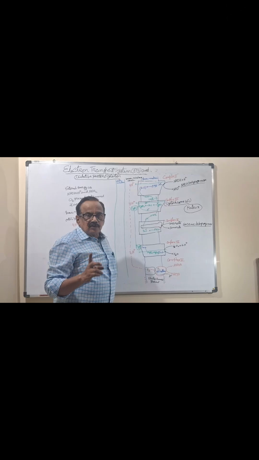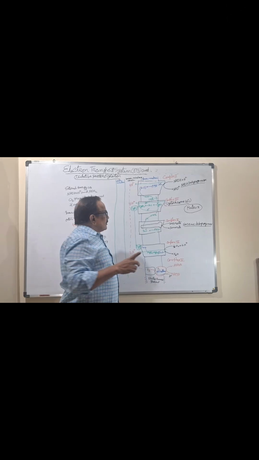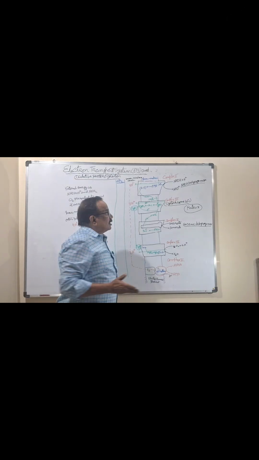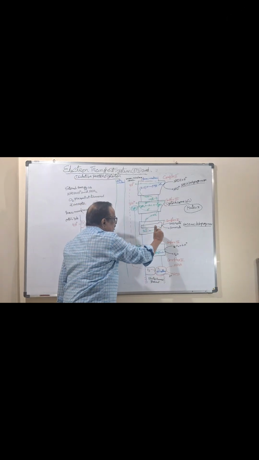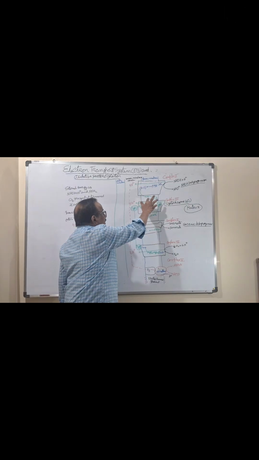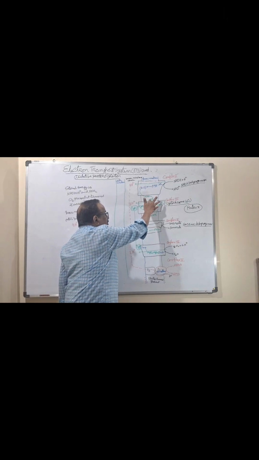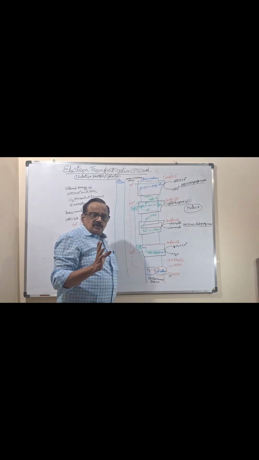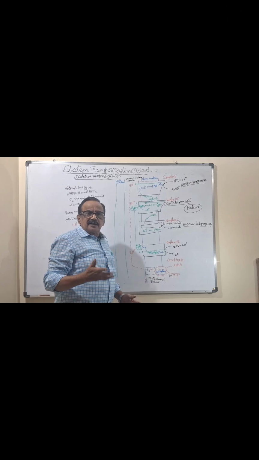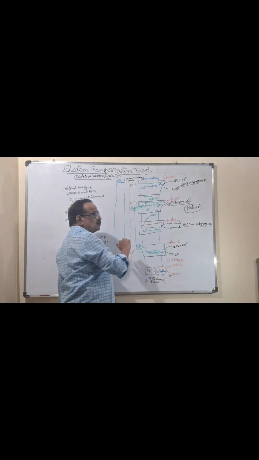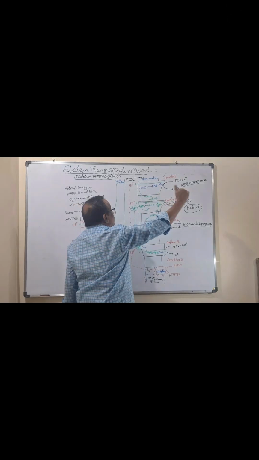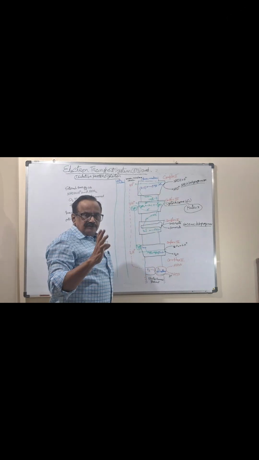Here you should remember one thing, that complex number 3 is receiving electrons from complex number 1 and complex number 2 also. In the inner membrane, the ubiquinone will be converted into ubiquinol here and here also. So both are the same, but complex number 2 is not pumping any protons, but complex 1 is pumping 4 protons. That difference, you remember it.